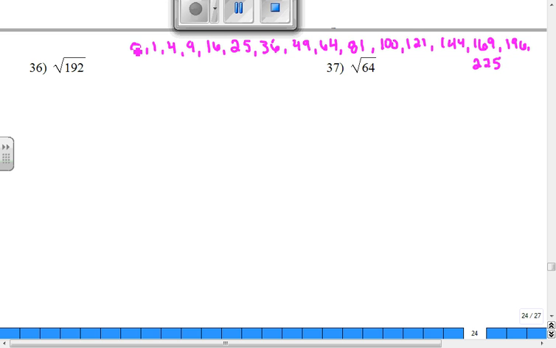All right, now 0 and 1 aren't going to help us, so let's just scratch those out. Okay, so we need to figure out the perfect square that goes into 192. Now, ideally, we would find the largest perfect square that goes into 192. But we can do this problem as long as we find any perfect square that goes into 192. So I know that 4 is going to go into 192.